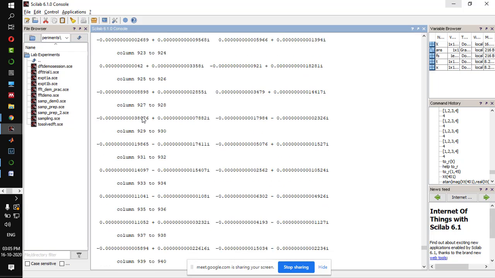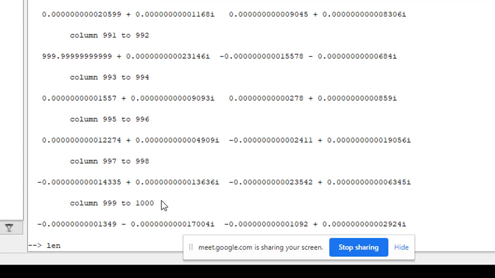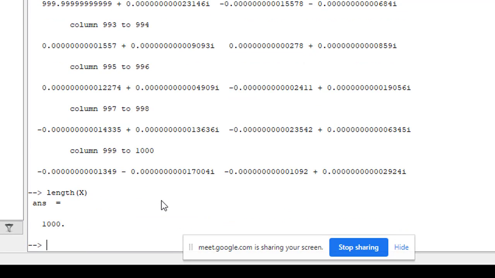So dot dot dot, k is equal to 999. Including 1, including that 0, it is totally 1000. So totally I have taken 1000 point DFT. If you want to check the length, the command is length of capital X. You see, I am getting 1000, totally 1000 points. So I have taken 1000 point DFT.